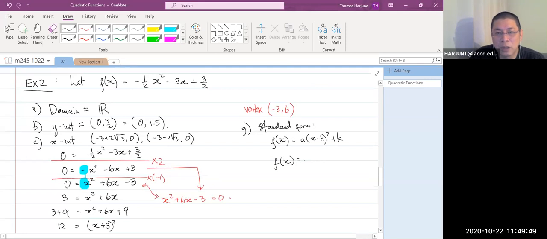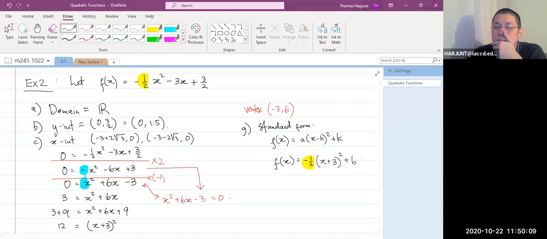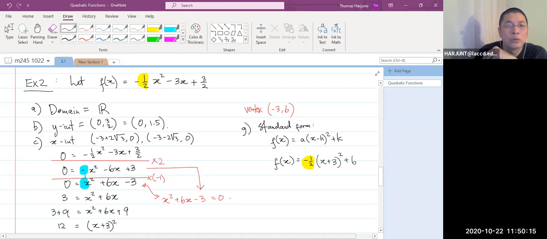The a is the leading coefficient, right? The a is the leading coefficient. The h is the x component of the vertex. The k is the y component of the vertex. Now we are ready to graph it.